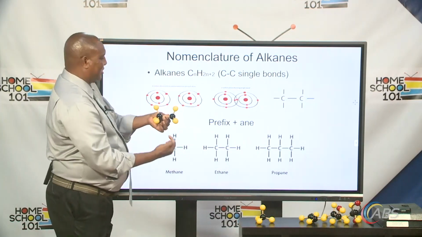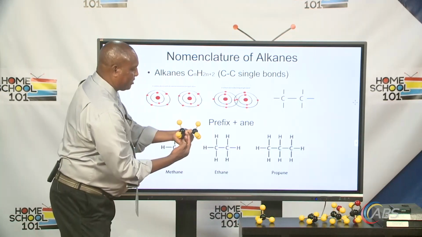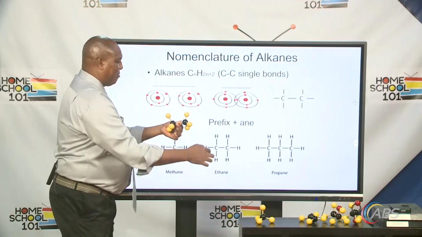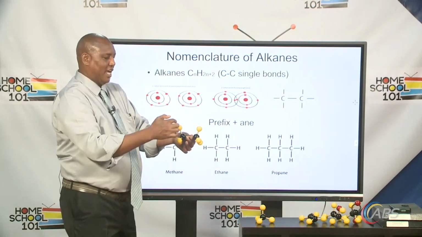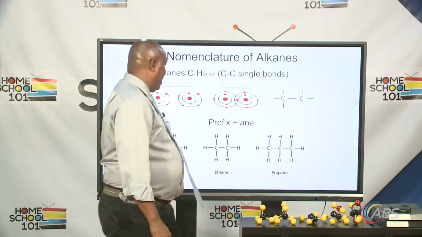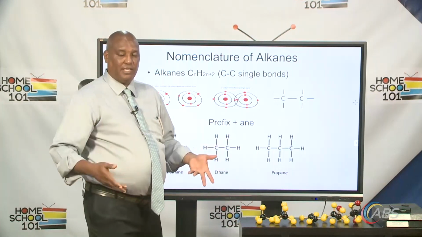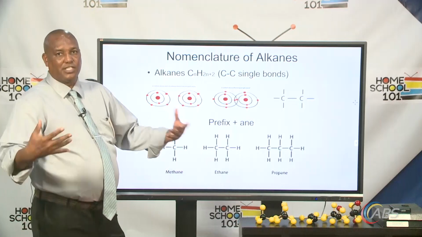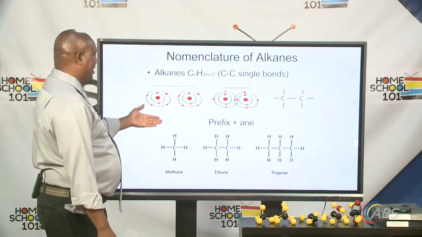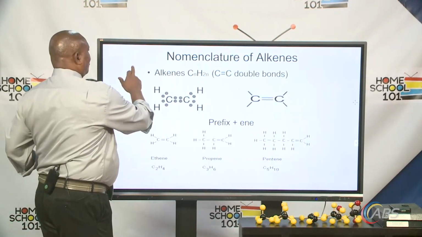2 carbon atoms. 1, 2. 2 carbon atoms. Hydrogen bonds. Maximum number of bonds around it. 6 hydrogens. Okay? All right. Then propane. Then we can have butane. Then pentane. Then hexane. Then heptane. Then octane. Then nonane. Then decane. Depending on the number of carbon atoms that we have.